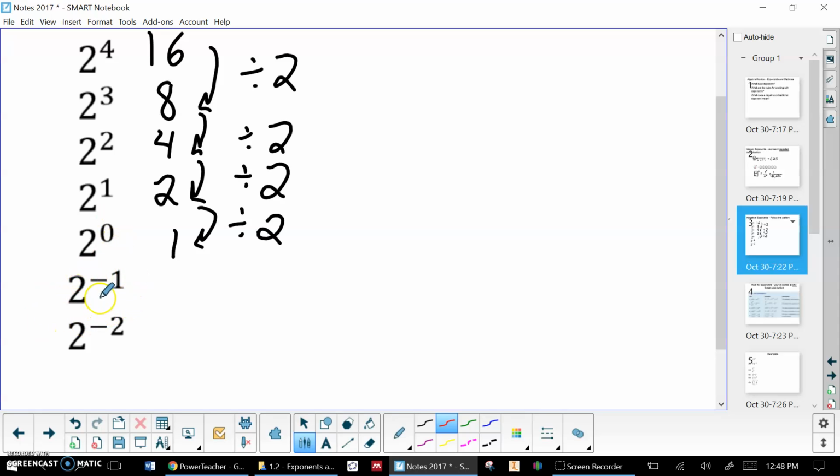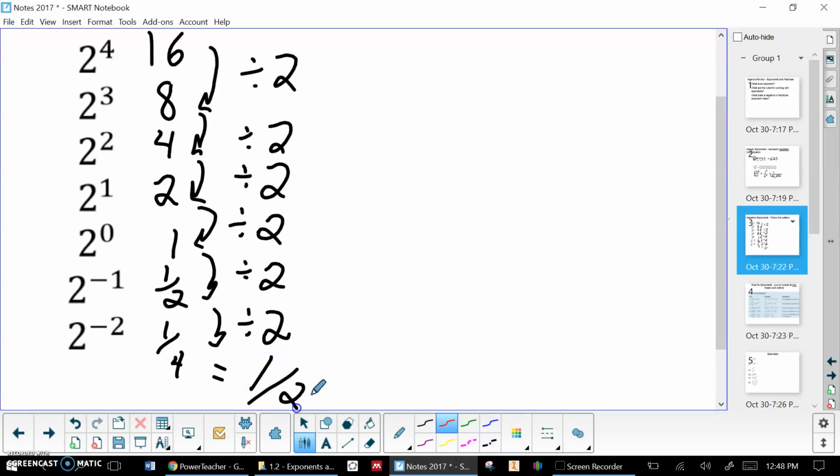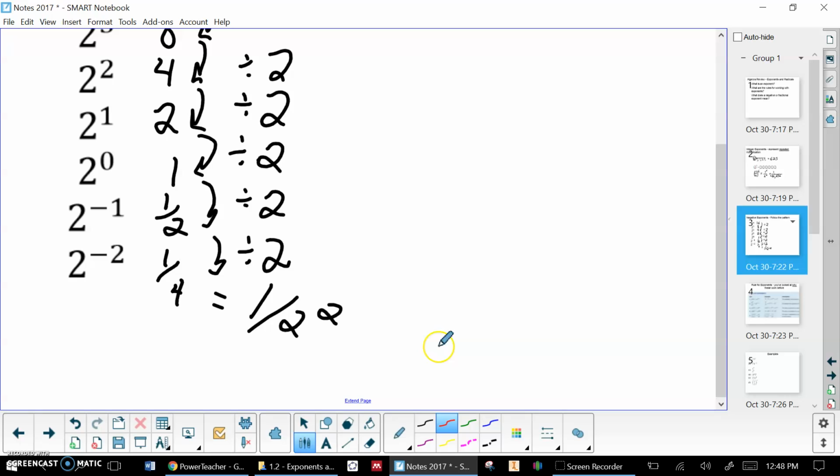Now, when we get into these negative exponents, keep following the pattern. We're going to divide by 2 again. And so 1 divided by 2 is just 1/2. Keep going. Dividing by 2 again. 2 to the negative 2 power is 1 over 4, or 1 over 2 squared. And so what happens here is any negative exponent actually turns into the reciprocal.